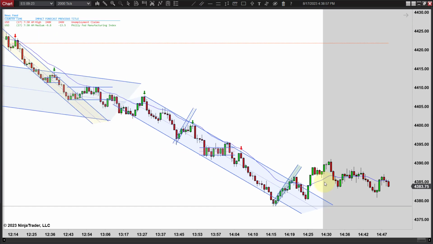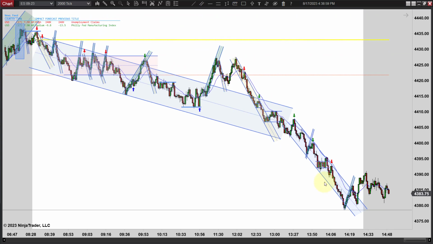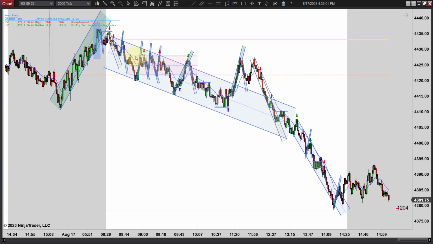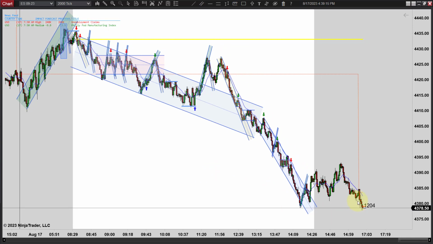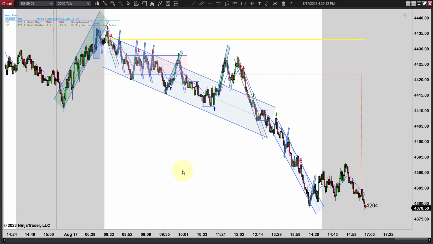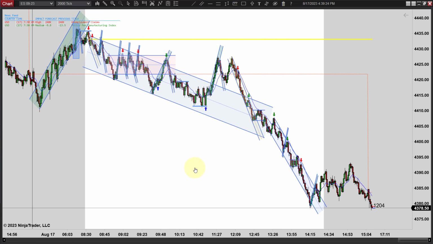So there's how I saw it today. This thing turned down. I mean, we traded up during the overnight and then turned down at the regular session open, and it only accelerated into the late morning, afternoon, and pretty much closed almost on its low today. So there it is. That's how I saw it.